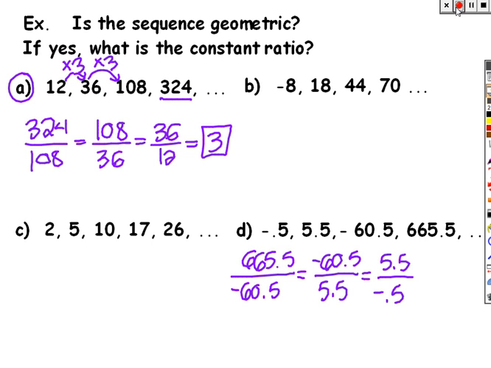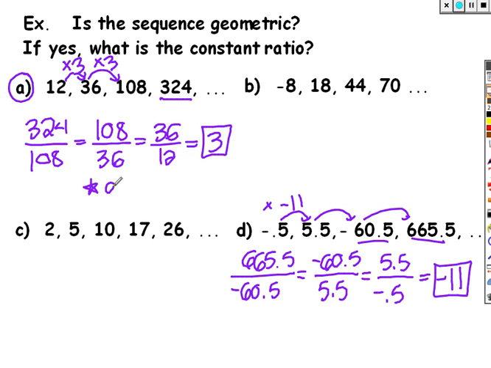The last sequence was actually the only other one that was geometric. If you take any term divided by the previous, you should get that constant ratio of -11. So if I start at -1/2 and I multiply by -11 repeatedly, that's how I would generate the next terms in the sequence. So the first sequence and the last sequence are geometric.